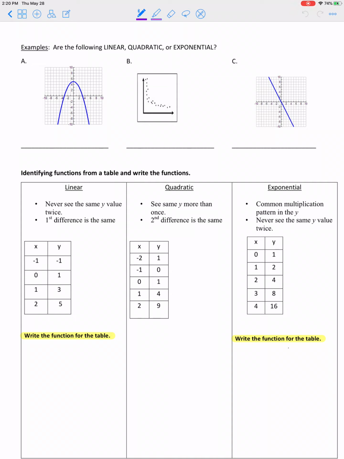Okay, in example A, we have that U shape. That is a parabola, which means that this is a quadratic function. In example B, this starts up high and then falls as it goes to the left or to the right. This would be exponential. And C is a straight line, so this is linear.